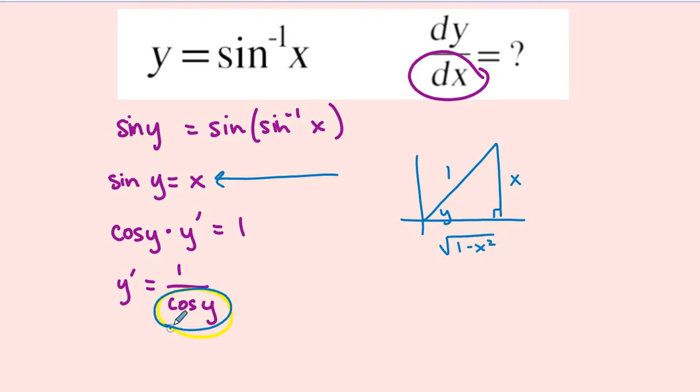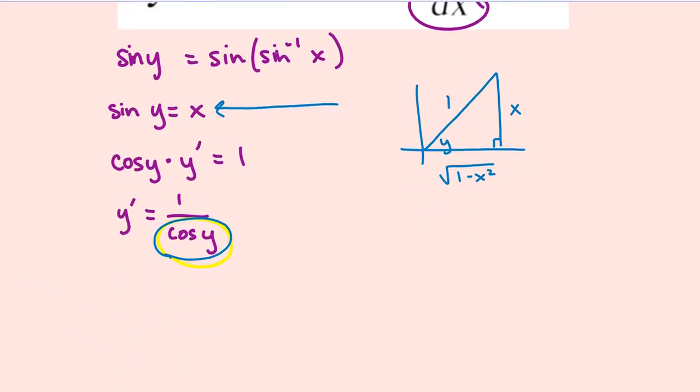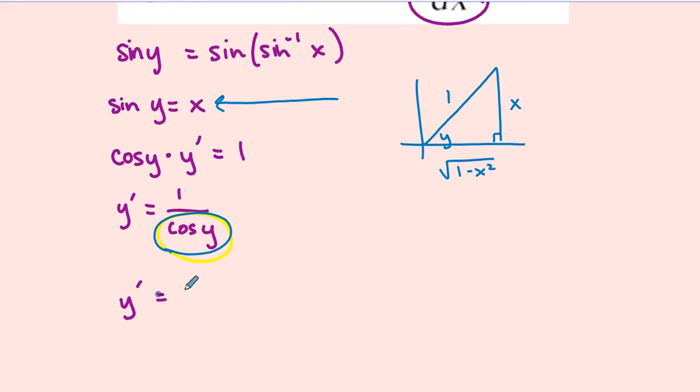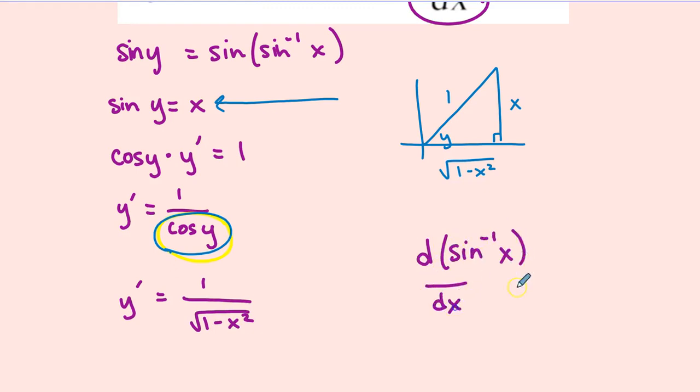So based on that, we can find the cosine of y. So the cosine of y is going to be adjacent over hypotenuse, square root of 1 minus x squared over 1. So we don't need to write the over 1 part. So the cosine of y is the square root of 1 minus x squared. Okay, so what this is telling us then, in summary, is that the derivative of the inverse sine of x with respect to x is 1 over the square root of 1 minus x squared.